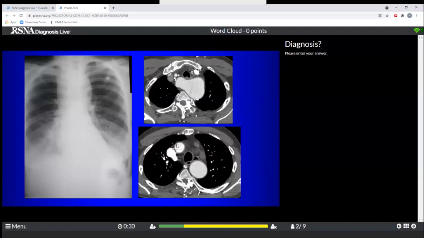So here's the ascending aorta, descending aorta. Here's the arch right over here. What's going on? All right, so we'll give you 5 more seconds on that. 5, 4, 3, 2, 1.